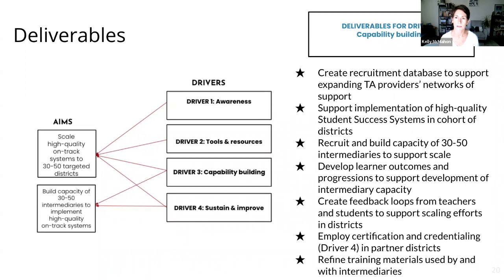Driver 3 is building capability to do this work. Again, it's really thinking about how we expand the current networks that are in play within the GRAD partnership. AIR, Talent Development Secondary, Everyone Graduates Center, and Network for College Success all have their own networks of people who are working on implementing and improving on-track work. How do we expand those? But also, how do we recruit new intermediaries and build their capability to support this work going forward?